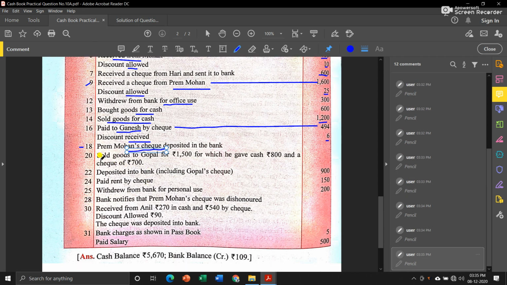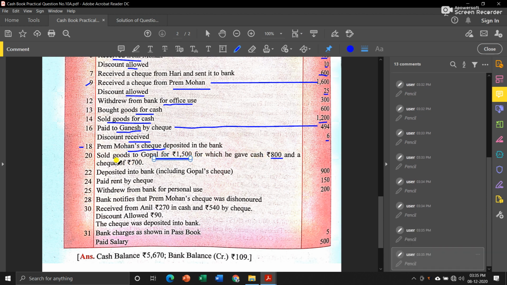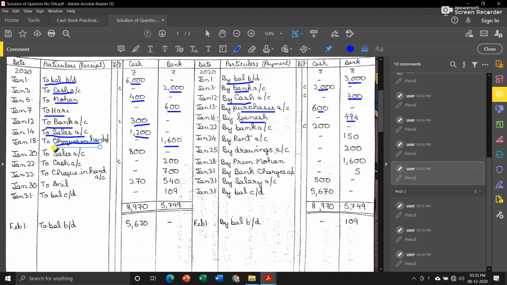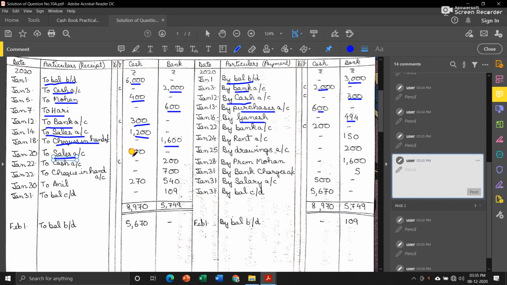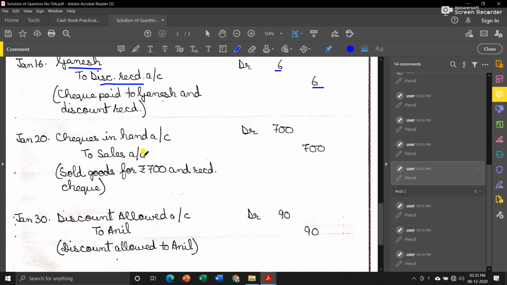Then next on date 20 sold goods to Gopal for 1,500, for which he gave us cash of 800 and a check of 700. As of now we know that we received cash of rupees 800 and for 700 we received a check, but we haven't deposited it into the bank. So for this 800 we will write on the debit side of the cash book to sales account in cash column 800, and for the remaining 700 for which we received a check, we will pass one journal entry in journal proper: checks in hand account debit to sales account rupees 700.